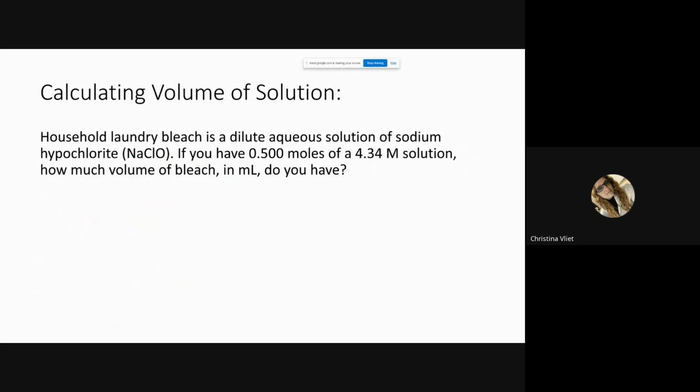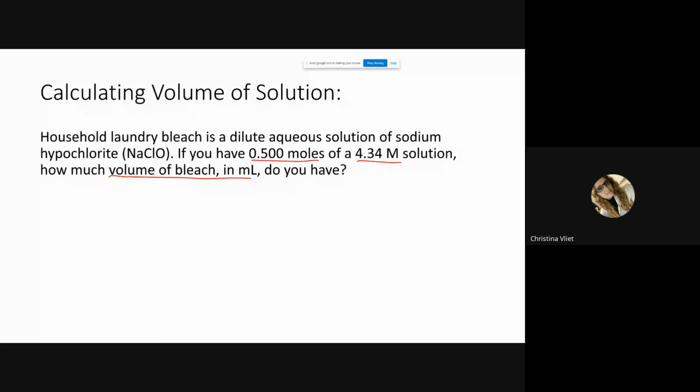Okay. So, volume. And you can see all I'm doing in these different examples is calculating for different things with the formula. So now you've got bleach. You've got 0.5 moles of a stronger concentration solution, 4.34 molarity. And they're asking you how much volume of bleach in milliliters do you have. So underline your given numbers. Moles, molarity. What are you being asked for? Volume, right?